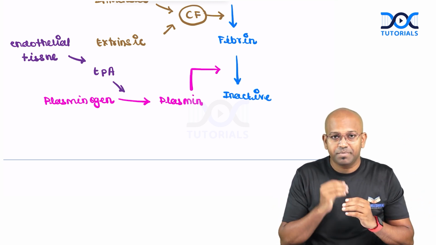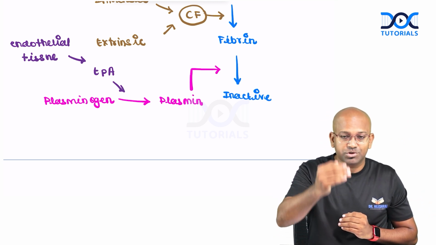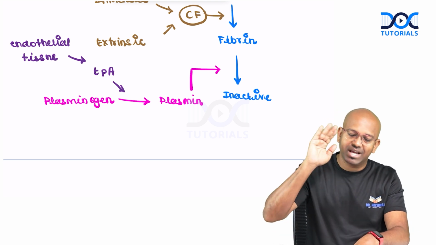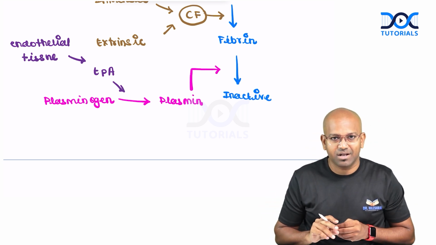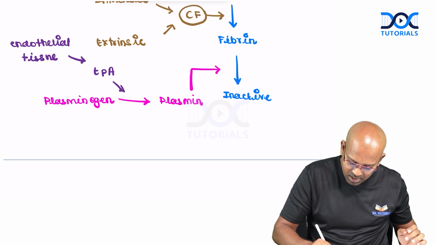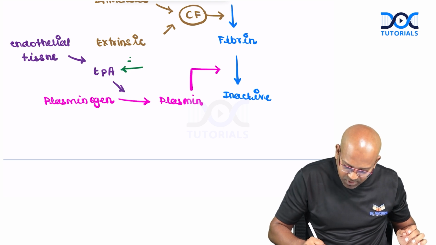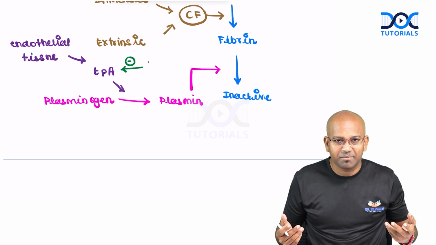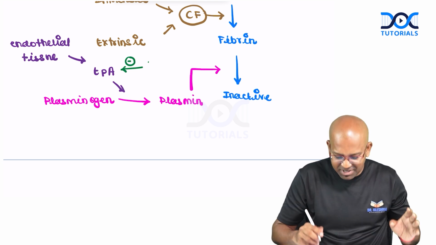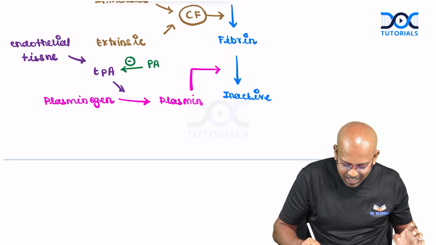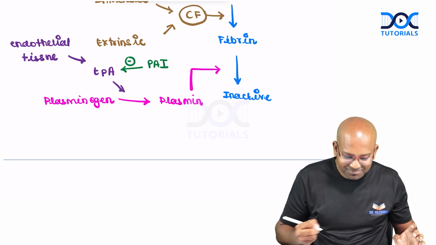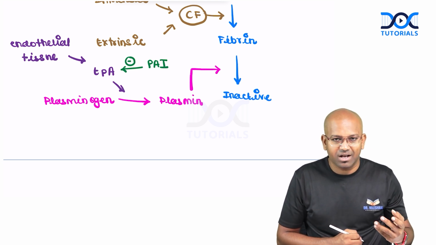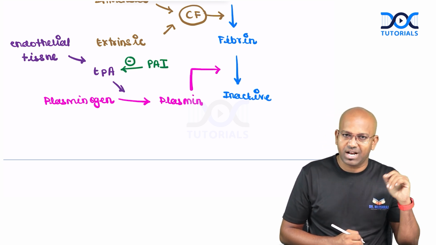To prevent this premature activation of plasminogen to plasmin from occurring, we have a physiological molecule which will inhibit the tissue plasminogen activator itself. Just give me an example. What would be its name? As simple as that. Plasminogen Activator Inhibitor, called PAI. Plasminogen Activator Inhibitor is the one which inhibits tissue plasminogen activator.